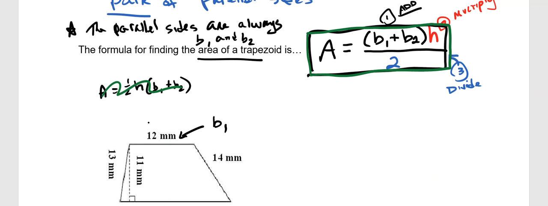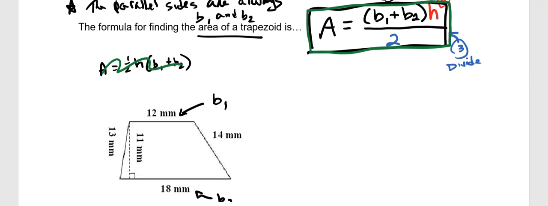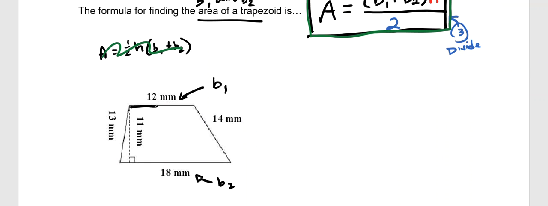So I'm actually going to, just based on this being color-coded, outline that and circle the 12. I'm going to outline that and circle my 18. Those are going to be those two numbers that I'm going to put in for B1 and B2. I also know my height is that dashed perpendicular line that forms a right angle. That's my height right there. Okay, so I'm going to circle that and just point an arrow to it and call it H.